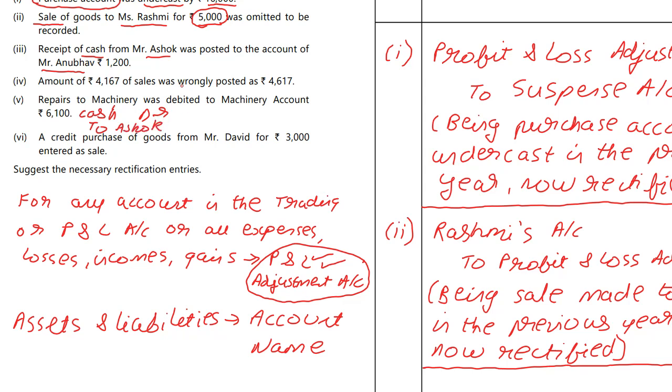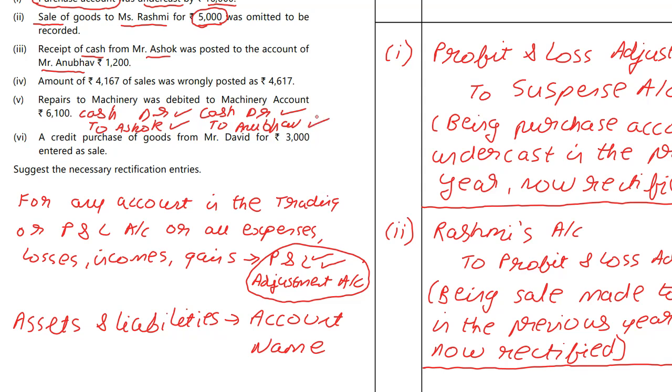But instead, what you have done is cash debit to Anubhav, to Anubhav. Now, in both cases, the cash account is correctly debited. The problem is you were supposed to credit Ashok, yet you credited Anubhav.